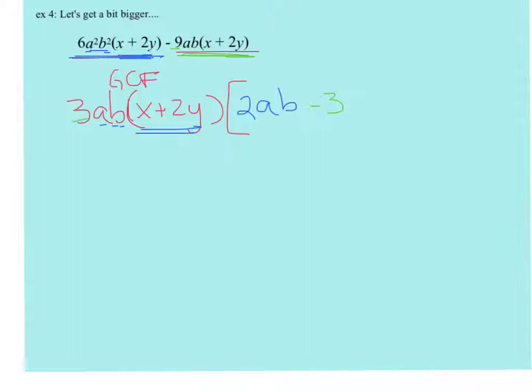B divided by B is 1. I'm not going to write that because 1 times anything is itself. And then x plus 2y divided by x plus 2y is also 1. And I can close my brackets.